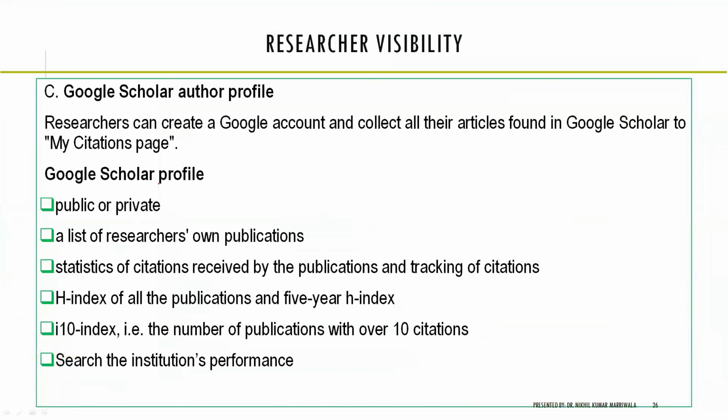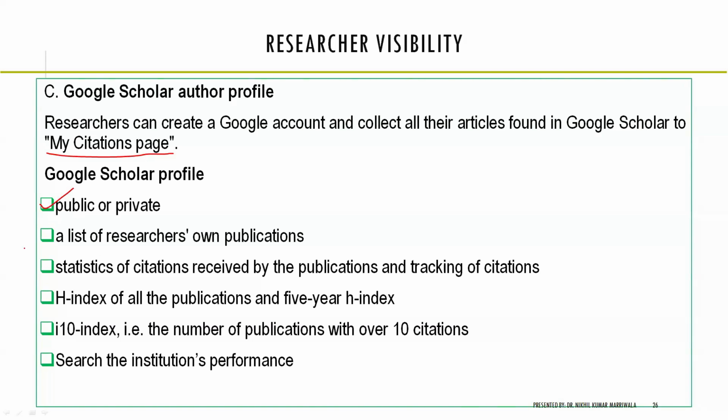So now the part is researchers can create Google accounts and collect their articles. I've already told you my citation page is there. Right, I'll just open this part. Google Scholar profiles can be made public or private. So I'll make you understand about these two things. If you make it public, then people can see you and then they can also cite you also, right?